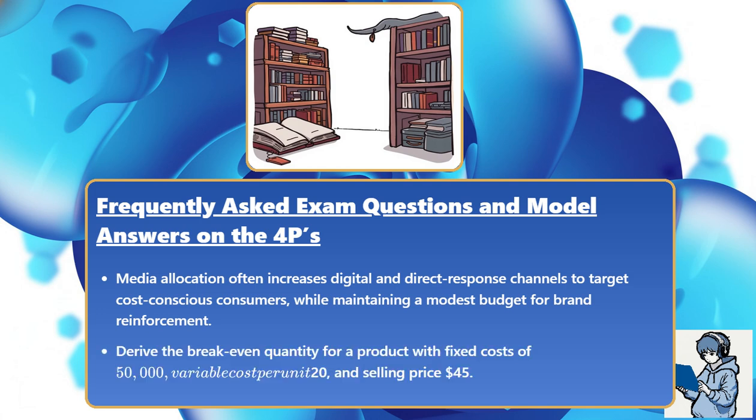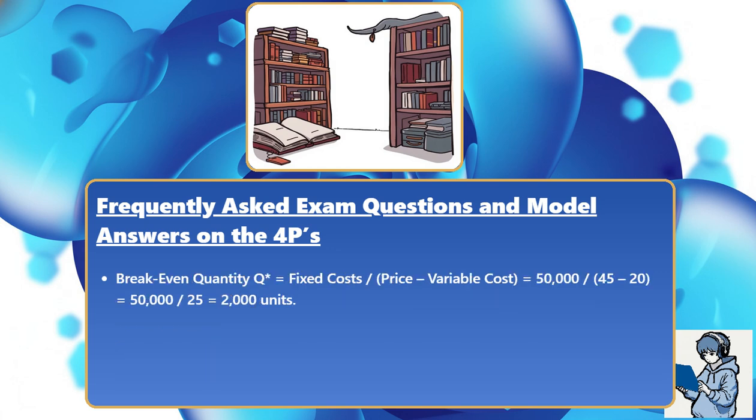reinforcement. Derive the break-even quantity for a product with fixed costs of $50,000, variable cost per unit $20, and selling price $45. Break-even quantity Q* equals fixed costs divided by price minus variable cost, equals 50,000 divided by 45 minus 20, equals 50,000 divided by 25, equals 2,000 units.